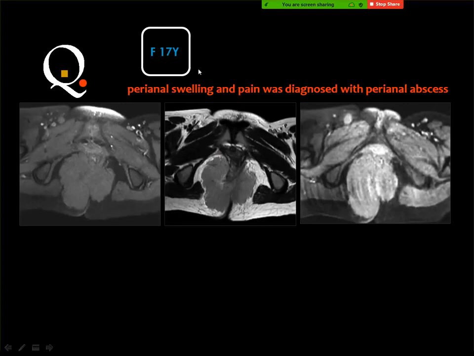This young female with perianal swelling and pain, suspected to have a perianal abscess.